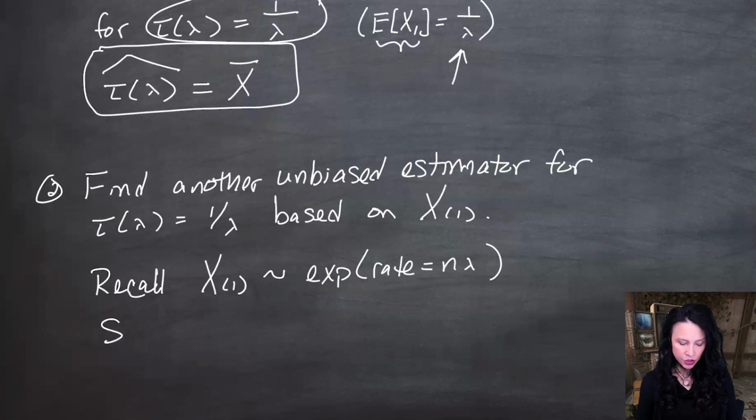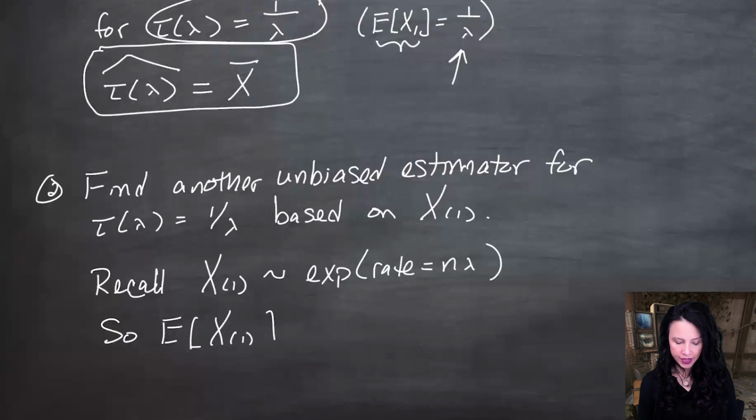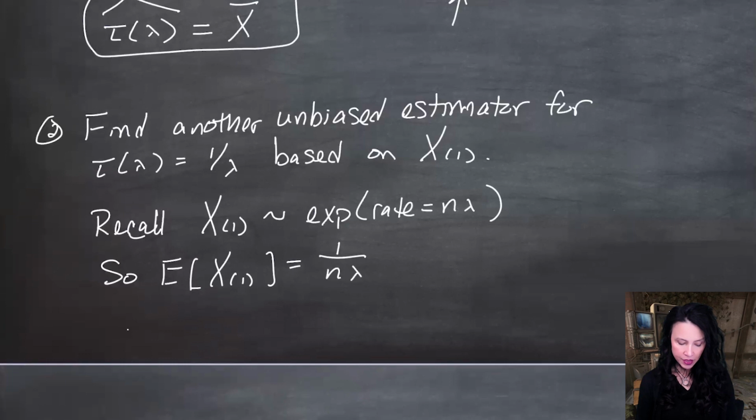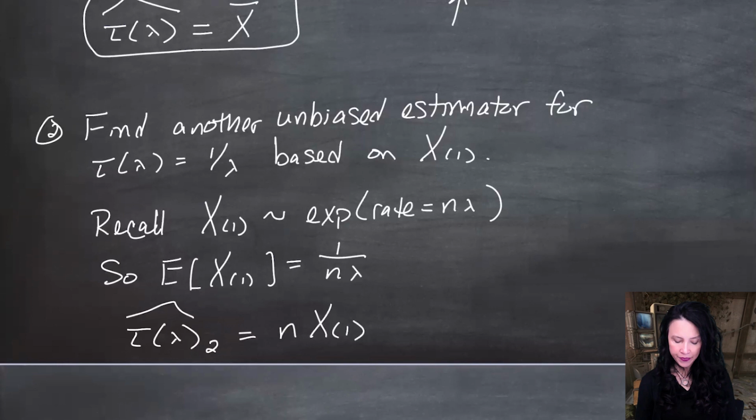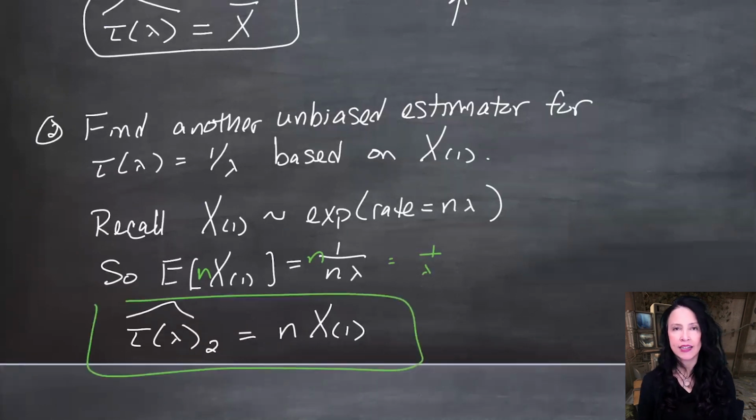Let's recall. So the expected value of the minimum is, the expected value for the exponential is 1 over that rate parameter. But I want to see 1 over lambda, not 1 over n lambda. So like a tau of lambda hat 2, like a second estimator, would be n times the minimum, because that is what I need to put in front so that it will cancel to 1 over lambda. And we've done it. We have a second unbiased estimator.